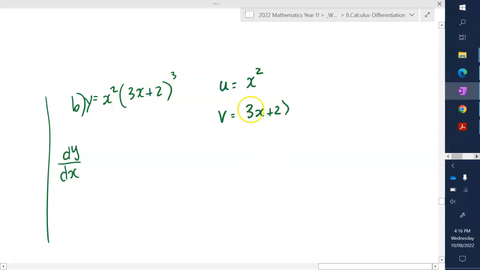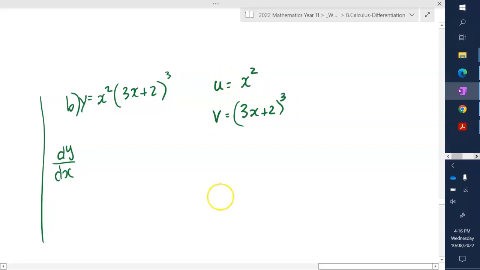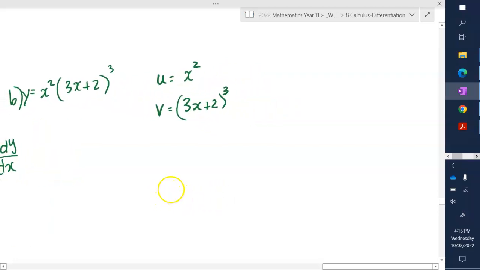3x + 2 to the power of 3. Now, if you ever got stuck, I guess you could expand this out. It is a cubic, and you could then expand it by x^2 to get one long function. That would be a lot of work and with a lot of room for error. So doing it this way with the product rule is your safest bet to answer these questions.